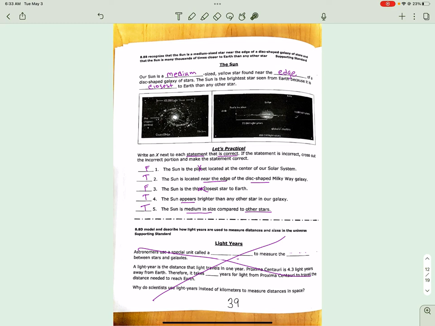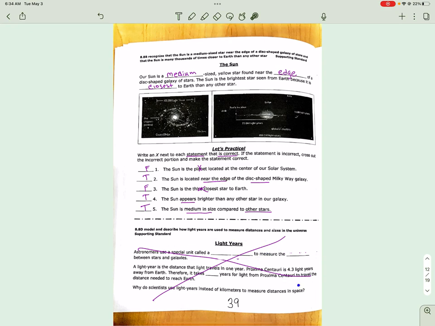So then it says right here, we need to put whether the statement is true or false. 1, the sun is the planet located. It's not a planet, it's a star. So that's false. 2, the sun is located near the edge of the disc-shaped Milky Way galaxy. That is true. 3, the sun is the third closest star. No, the sun is the closest star to Earth. So that's false. Number 4, the sun appears brighter than any other star in our galaxy. Yes, it does, and it's because it's closest to us. Number 5, the sun is medium in size compared to other stars, and that is true.